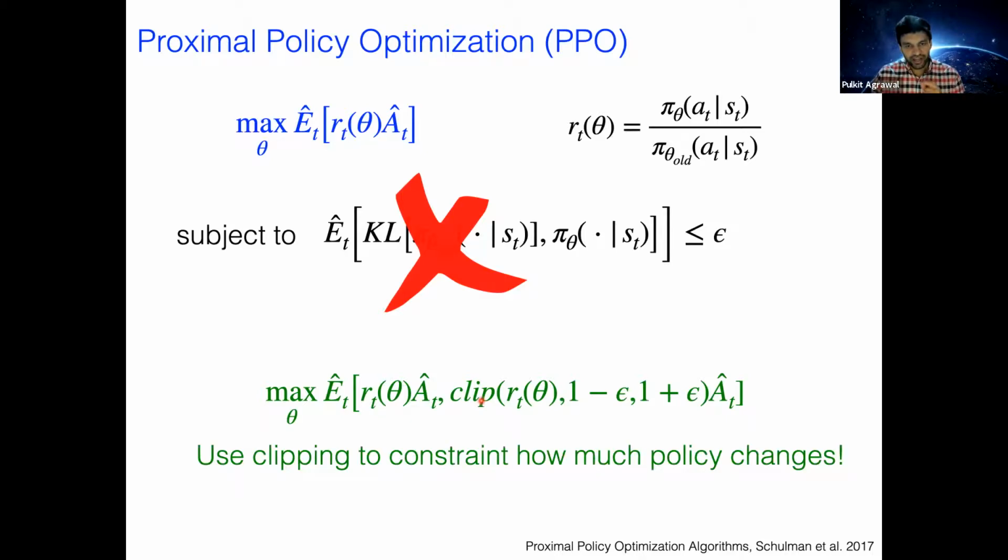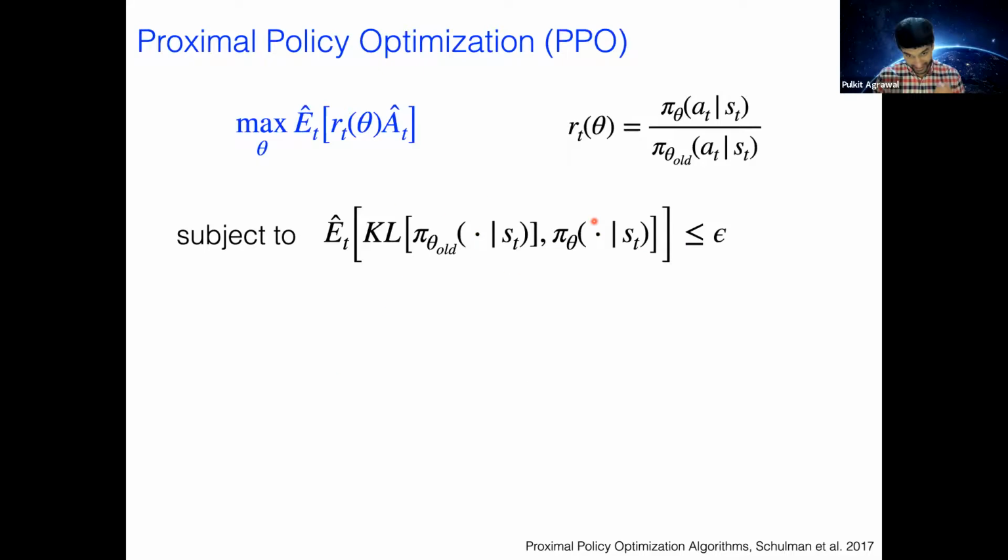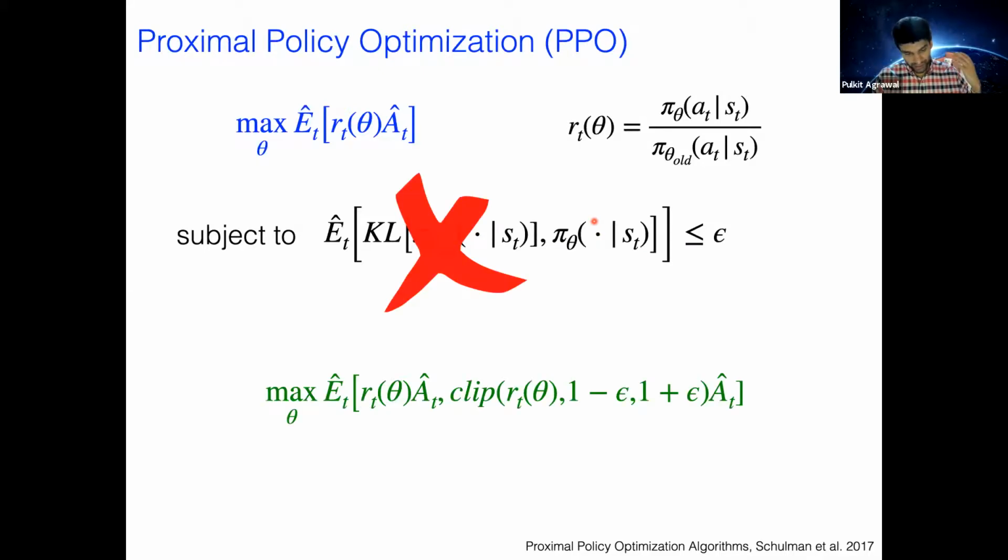And empirically, as we saw before, what they found is this clipping works much nicer than using the KL divergence term explicitly. And this is what gave the algorithm proximal policy optimization. Everything else remains pretty much the same. We wrote down the objective function for A3C, which had the policy gradient term plus the entropy. The entropy term still stays. The only thing which changes is we replace the policy gradient with this clipped term. The other details are exactly as is.